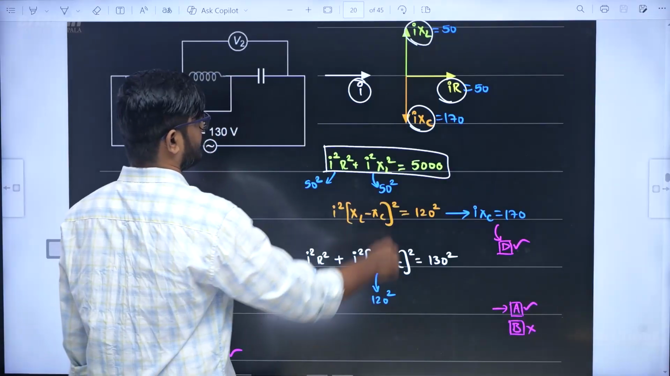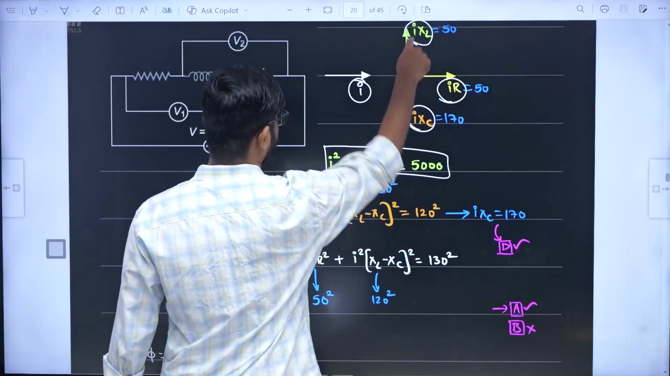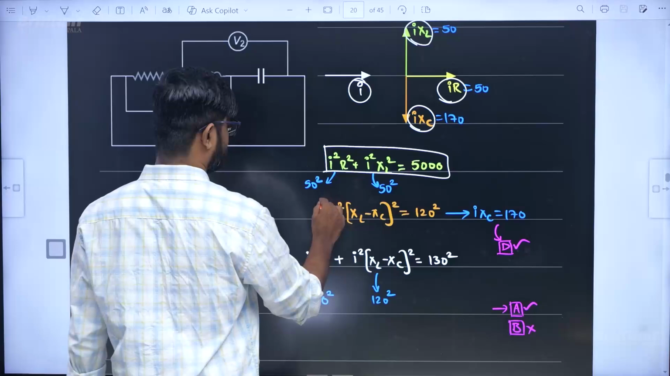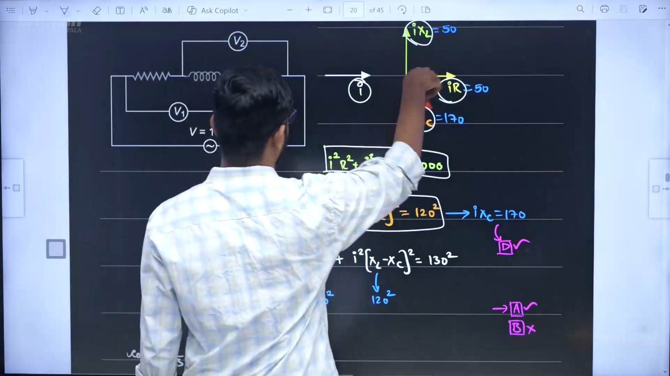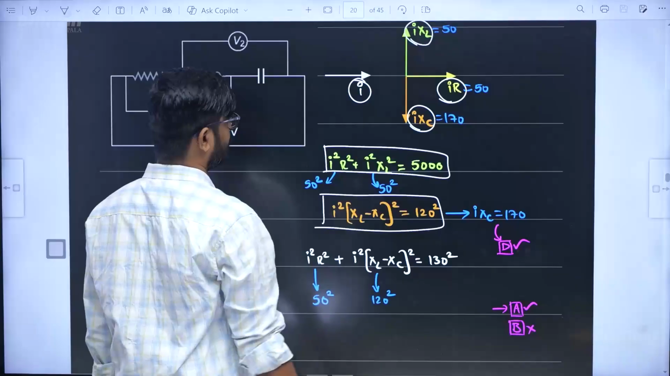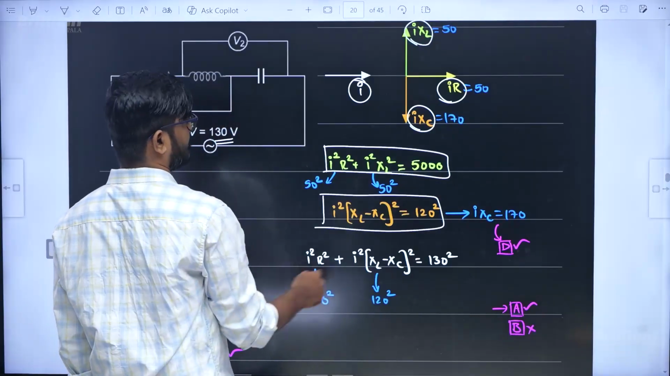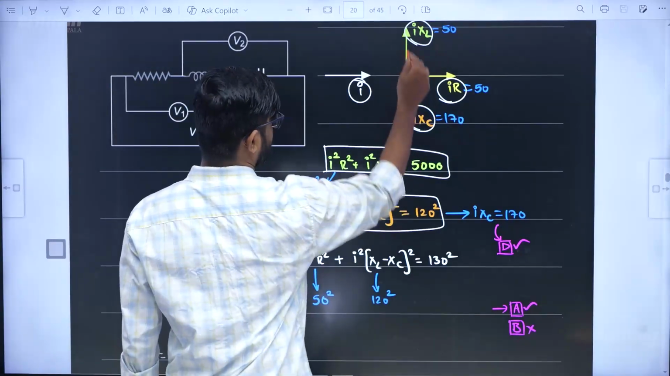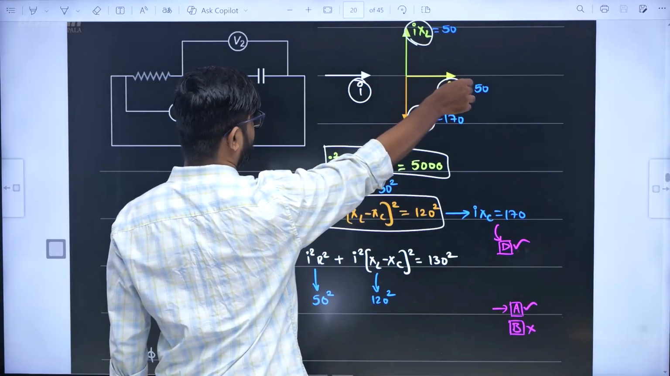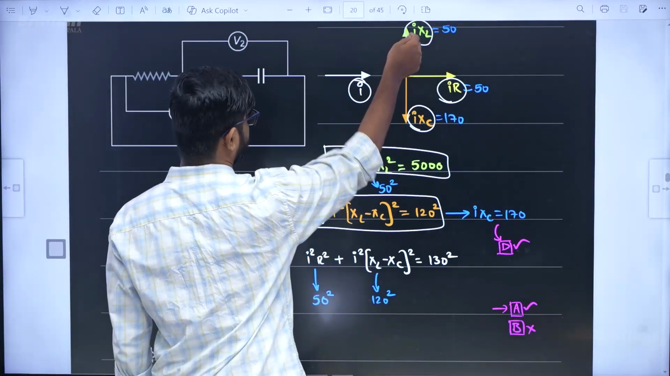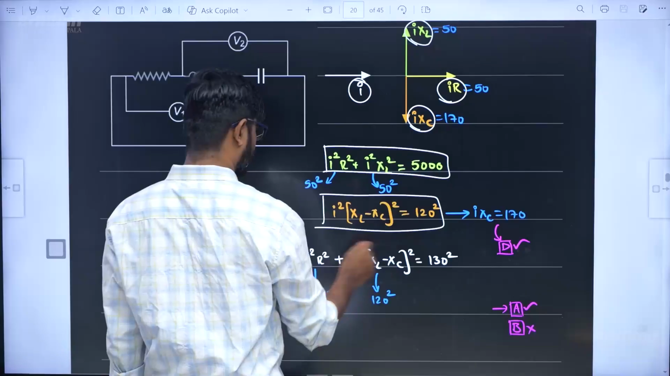Similarly, the resultant of these two, I don't know which is going to be bigger, so I am squaring it and saying that is going to be 120 square. Now similarly, the resultant of these three is 130 RMS. So the resultant of these two will be perpendicular to this, so it is going to be Pythagoras. This square plus the resultant of this square is 130 square.